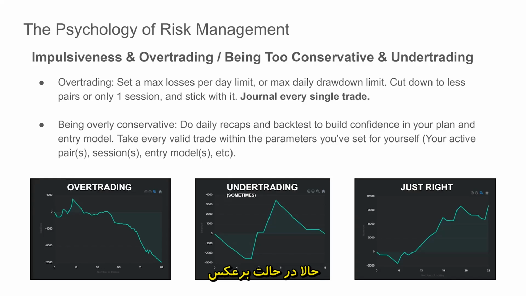Now, on the flip side, being overly conservative. Doing daily recaps is how to fix it. And before I go into it, what is being overly conservative? Remember, it's being fearful of entering valid trades within your system. We want to do daily recaps and backtests to build confidence in our plan and our entry model. We want to take every valid trade within the parameters that you've set for yourself: your active pairs, your sessions, your entry models, etc.